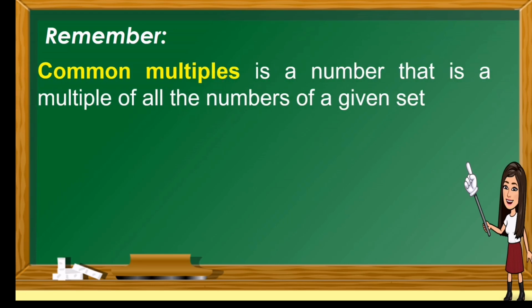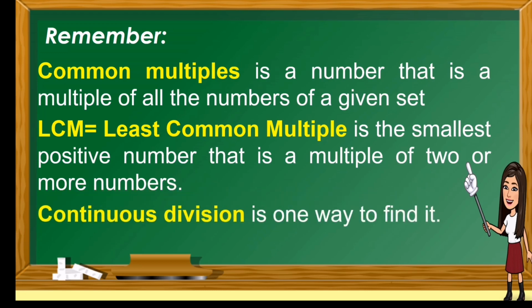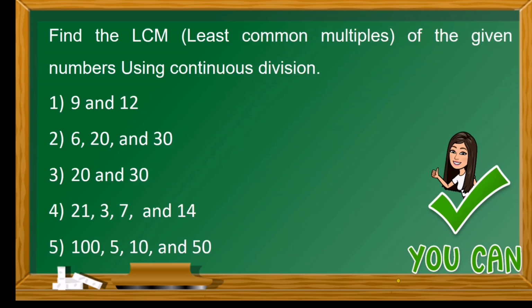Remember, common multiples is a number that is a multiple of all the numbers of a given set. And LCM, or least common multiple, is the smallest positive number that is a multiple of 2 or more numbers, and continuous division is one way to find it. This time, you are going to find the LCM, or least common multiple, of given numbers using continuous division. We have 5 items, and you may start now. Kids, you can do it!